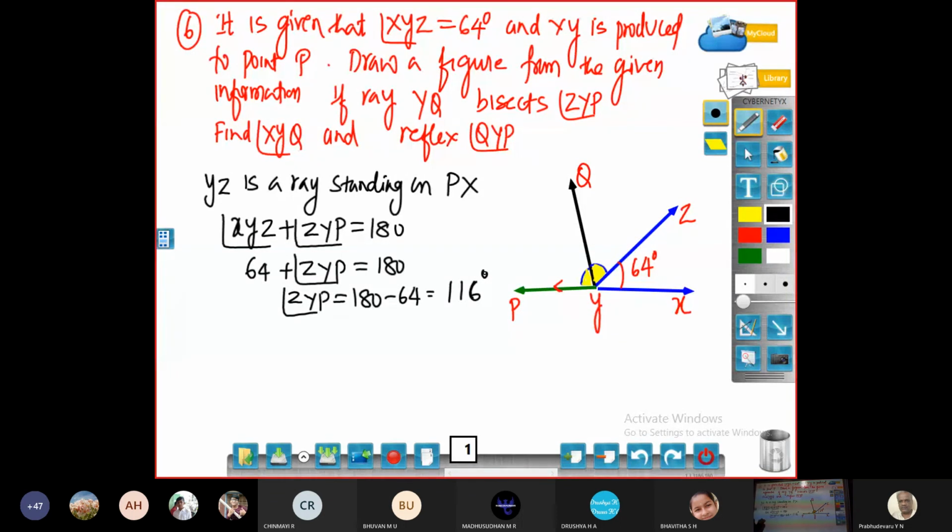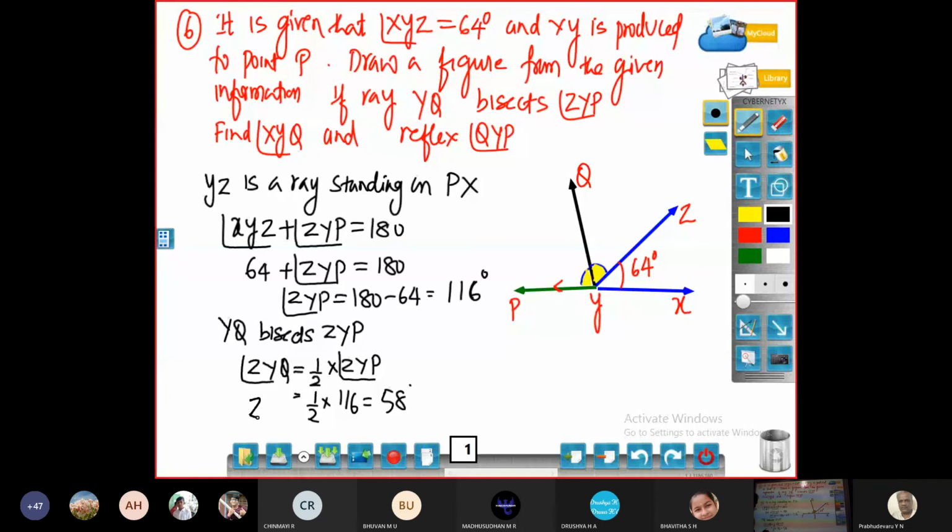YQ bisects ZYP. So that means you can find ZYQ. ZYQ is equal to 116 by 2, ZYP by 2, so half of 116 degrees. It is 58 degrees. ZYQ is equal to 58 degrees.